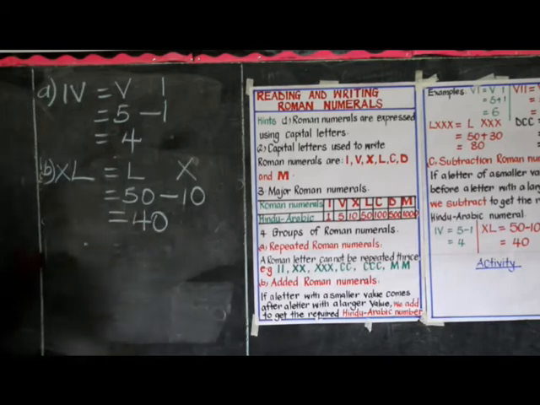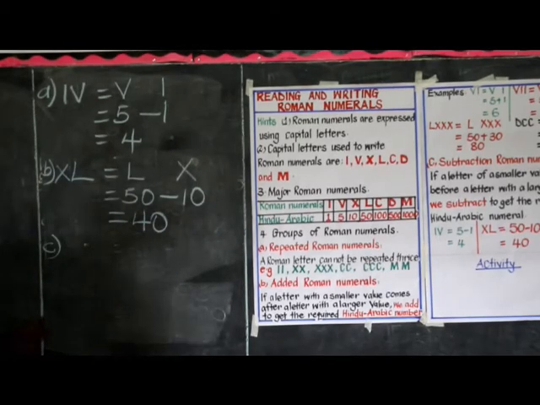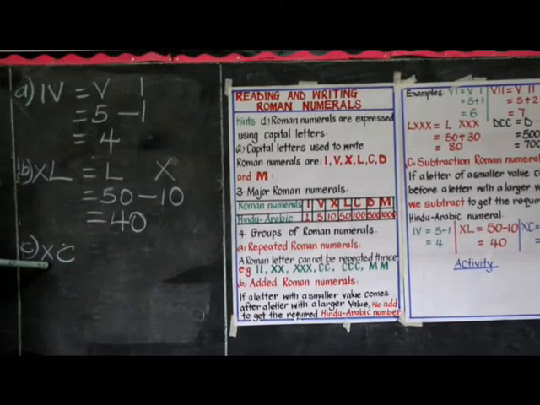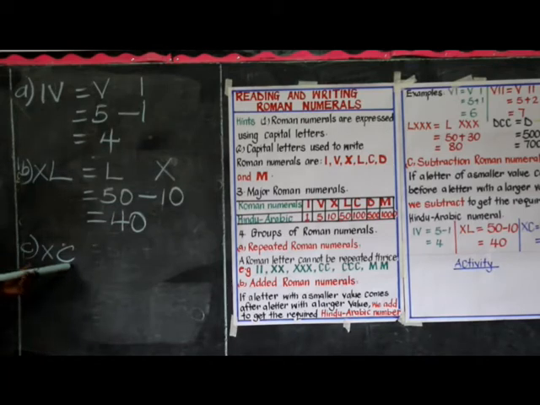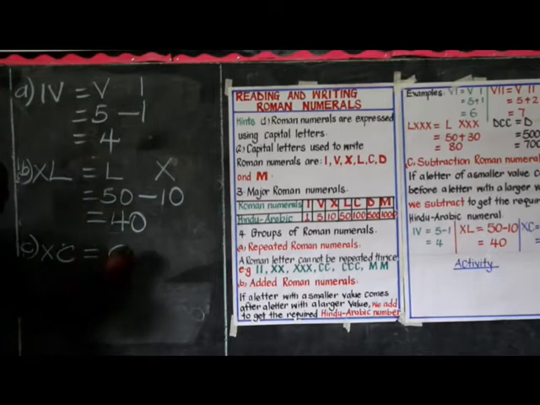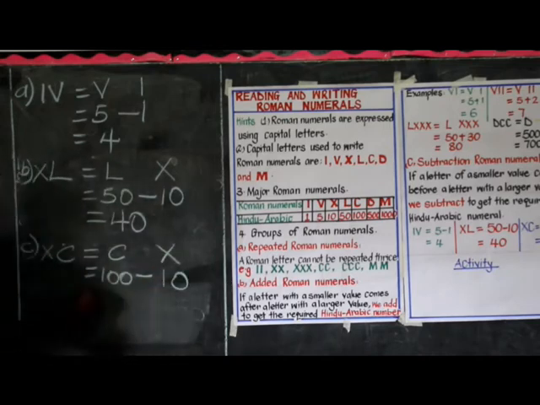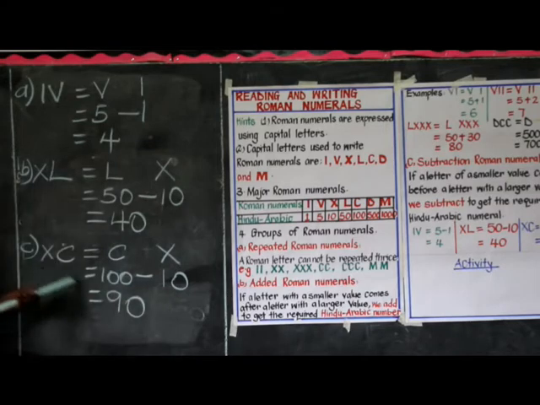Lastly, another example is XC. Again, you realize that a letter of a lower value has been written before a letter of a higher value. So to get what they mean by XC, it means you are going to subtract. Why are you going to subtract? Because you had a lower value written first and then a higher value written last. So you subtract. That is going to be C and X. So C is 100 minus X, which is 10. So meaning that XC is 90.